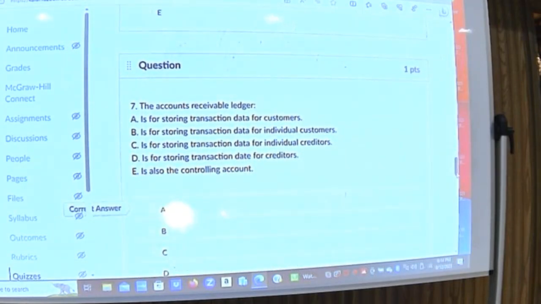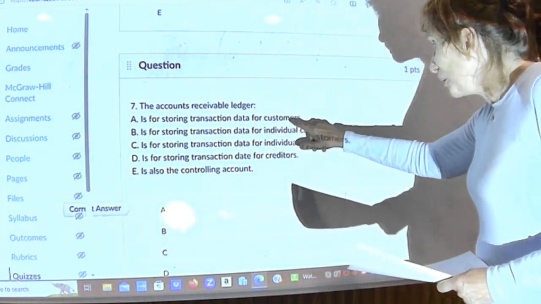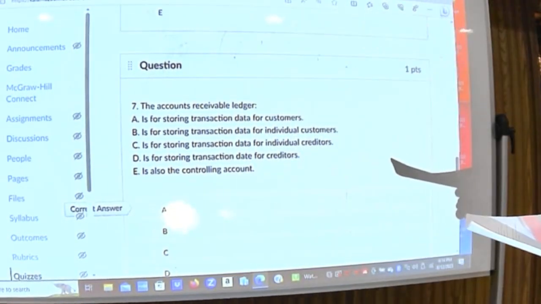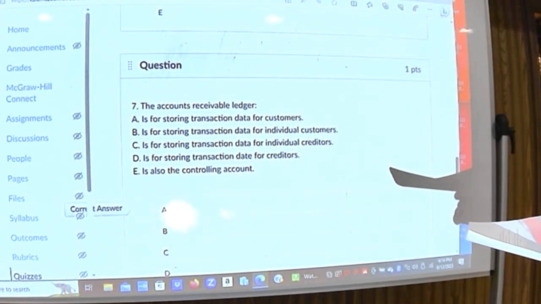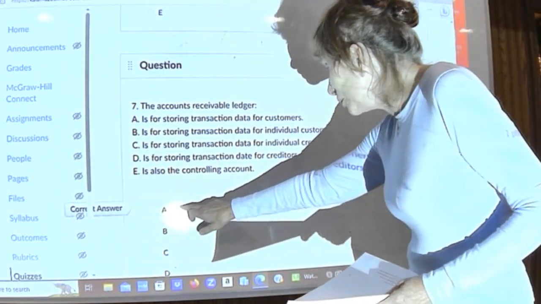Number 7, accounts receivable ledger. Response there, first response, transaction data for customers. You can see it's marked down here as well.